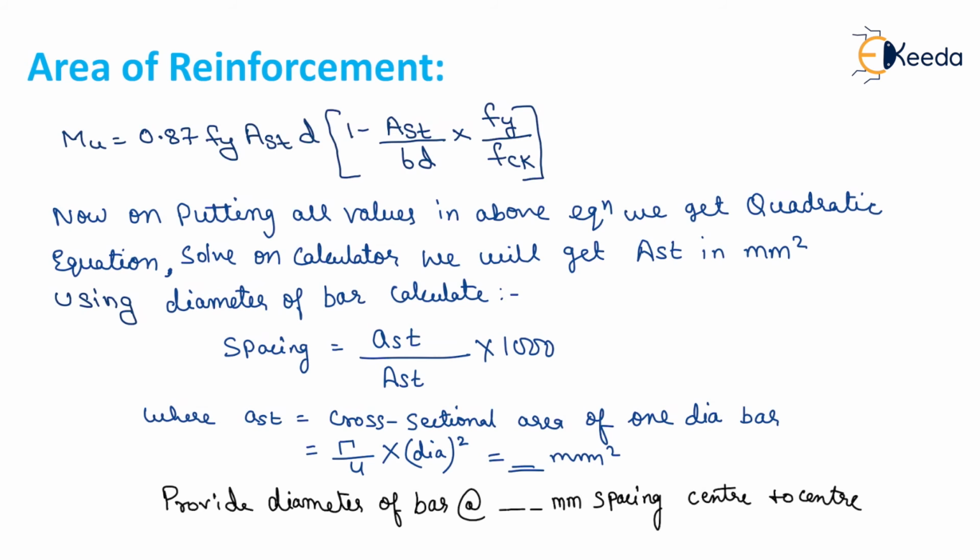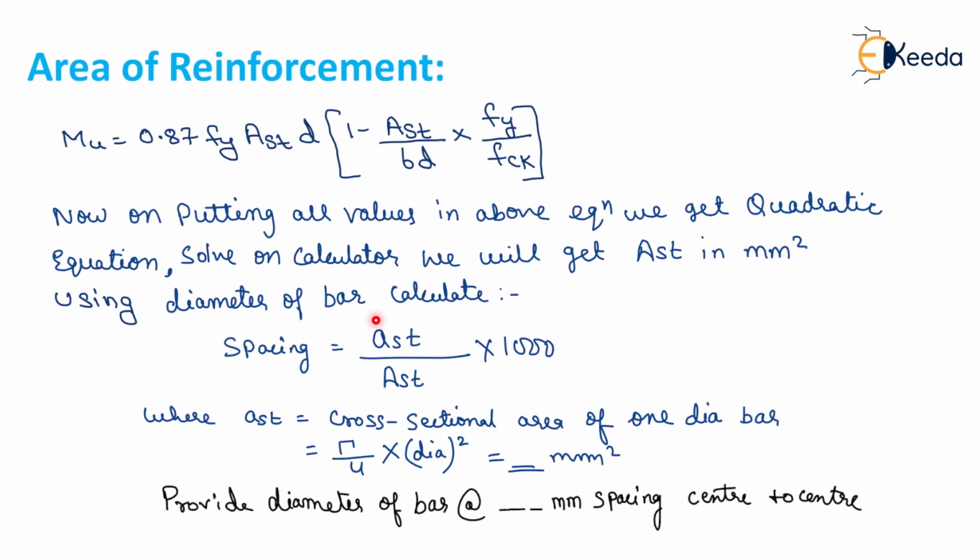Now we will calculate area of reinforcement. The formula used is MU equals 0.87 fy capital AST into d, in bracket, 1 minus AST by bd into fy upon fck. Now putting all values in the above equation, we get a quadratic equation. Solve on calculator, and we will get AST in mm square.